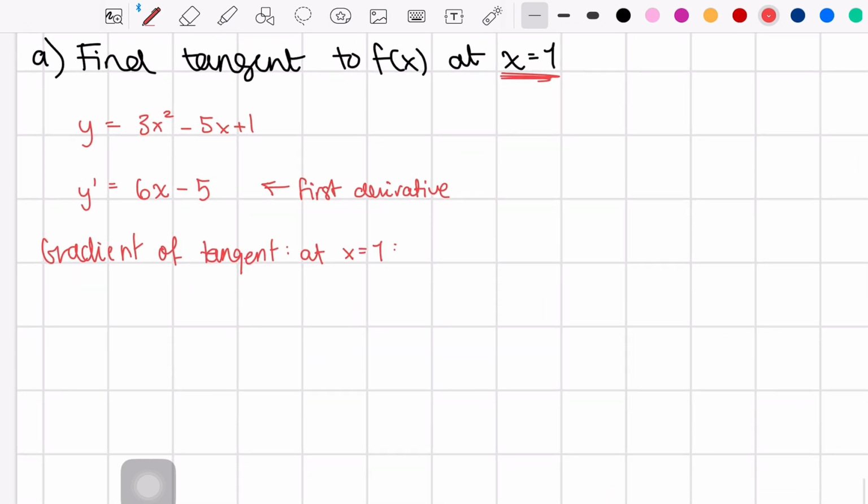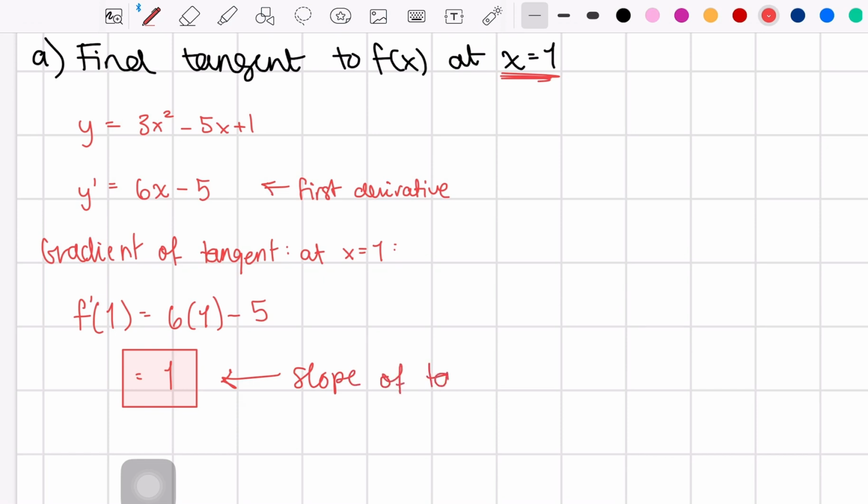Now, let's change this notation to f prime of x. But we're going to use 1 here instead of x. And we're going to do 6 times 1, minus 5. So we're going to get 6 minus 5, which is 1. So this means, let me write this in words, the slope of the tangent at x equals 1 is 1. So we know the slope.